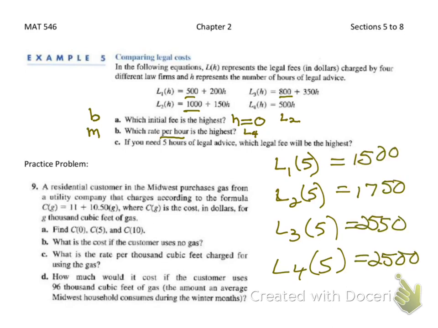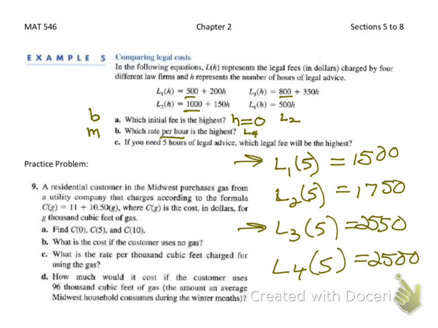Okay, here are my values. So it looks to me that if I needed 5 hours of legal advice, the highest would be L3 and the lowest would be L1. Okay, so let's go on to the next practice problem.